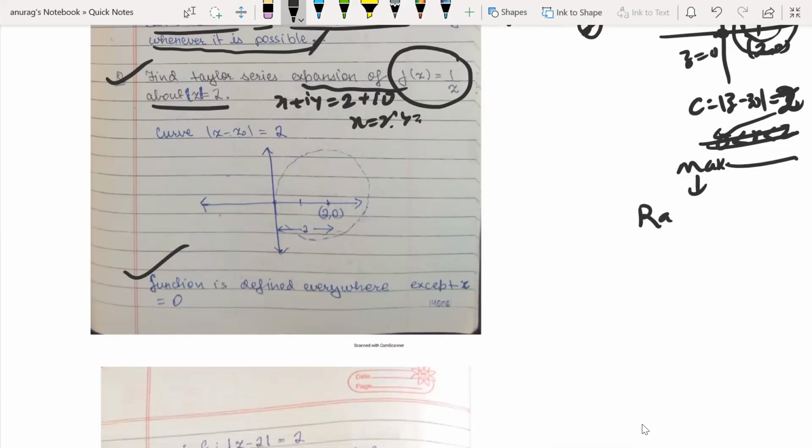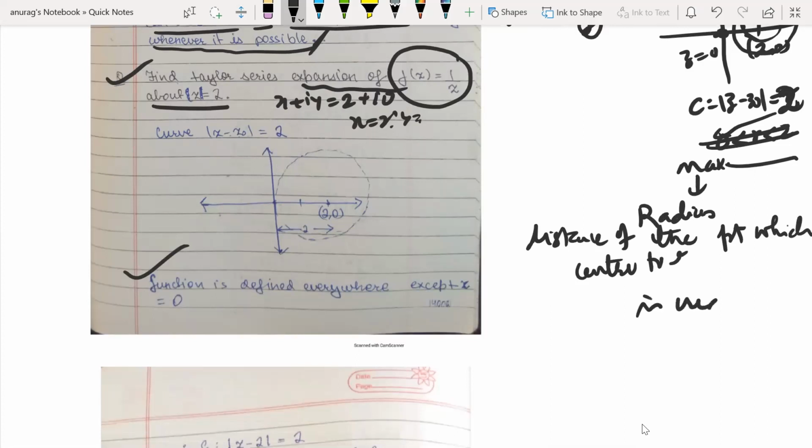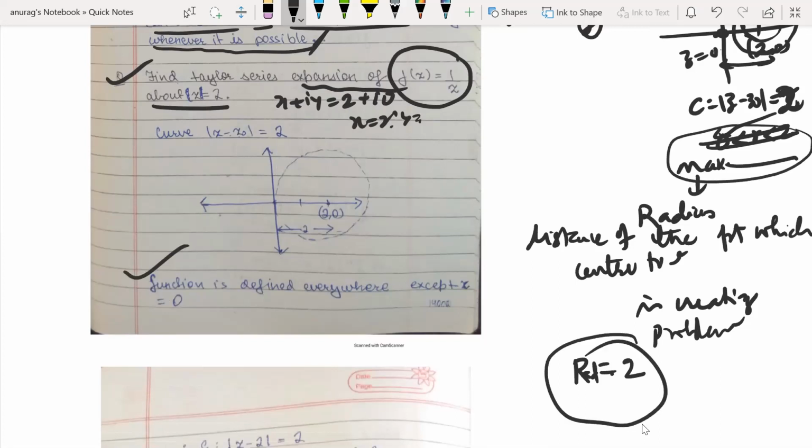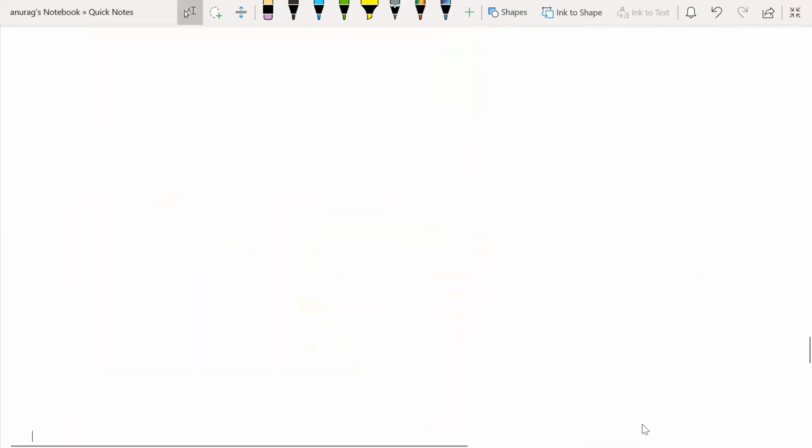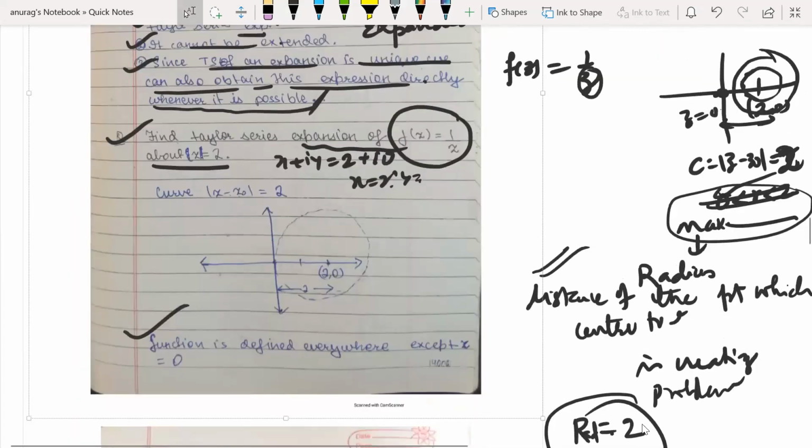How to find this radius? It is the distance of the center to the point which is creating a problem, or which has a singularity. Which point is creating a problem? z equal to 0. The distance between 0 and 2 is 2, so the radius will be 2 here. But at the boundary we are not expanding; we are only expanding inside. That's why we can use r equal to 2 here. So the radius is 2 in this case.